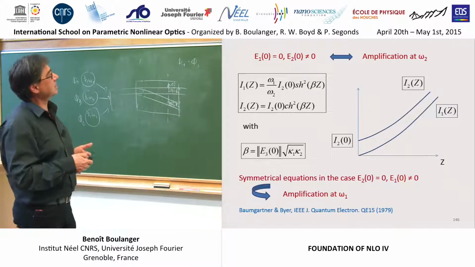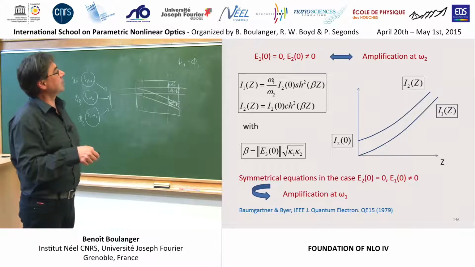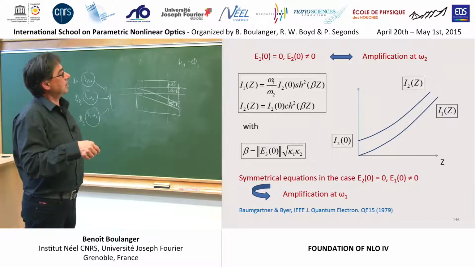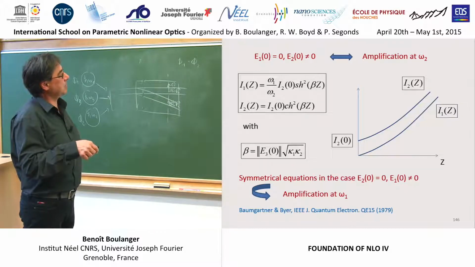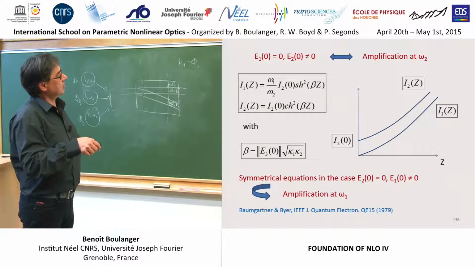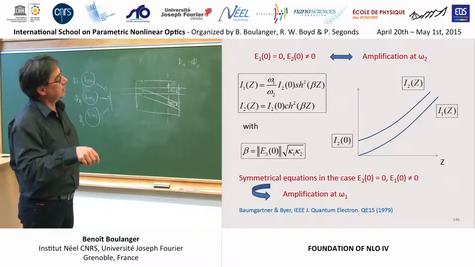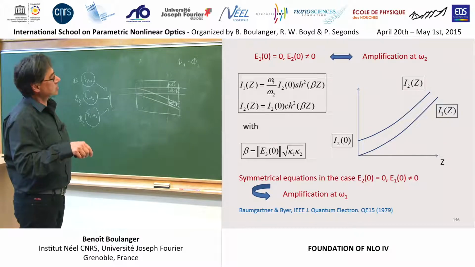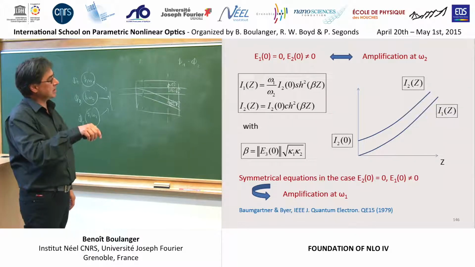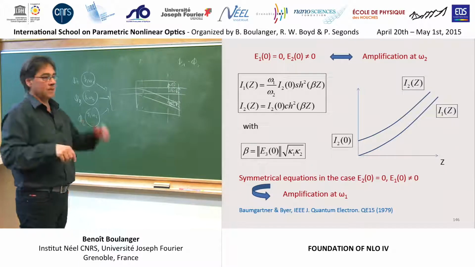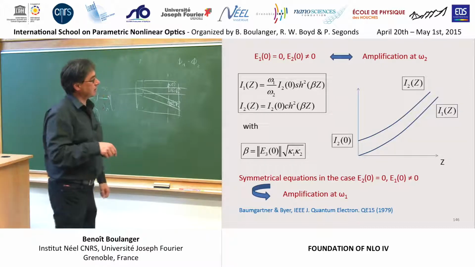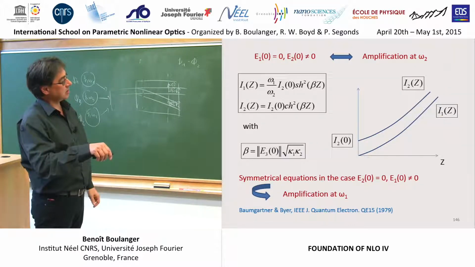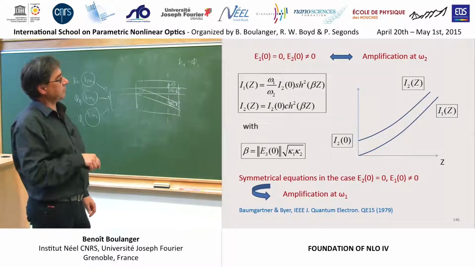In that case, it's not difficult to show that the intensity, it's easy to integrate this, is described by sinh squared and cosh squared, and the argument is proportional to z. So you have that kind of evolution. And in the argument beta, you have kappa 1, kappa 2. In fact, the nonlinearity is here. And you see here that you have also the pump electric field. And it's exactly the same, the symmetrical equations in the other case where E2 is equal to 0 and you have amplification at omega 1.